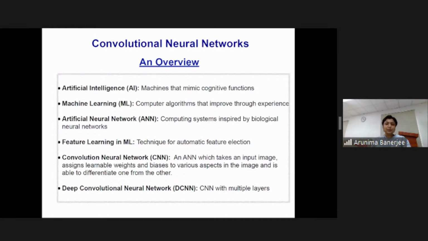Now, convolutional neural networks are artificial neural networks which take an input image, assign learnable weights and biases to various aspects in the image, and are able to differentiate one from the other. And deep convolutional neural networks are convolutional neural networks with multiple layers. Okay, I'll just wind this up with this.